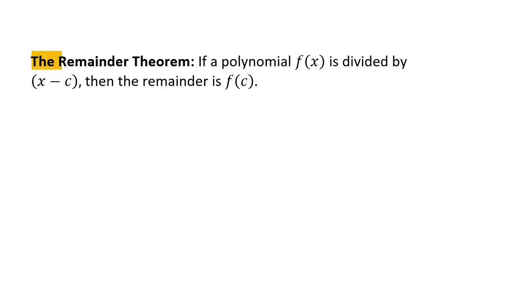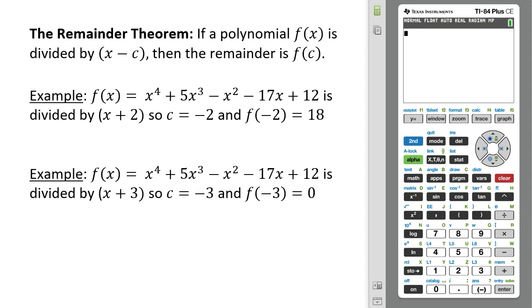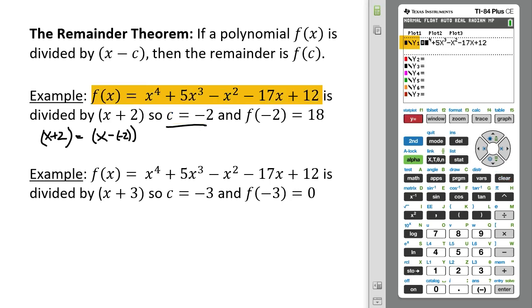The remainder theorem states that if we have a polynomial f of x that is divided by x minus c, then the remainder is f evaluated at c. So in the problem we just did, the first problem, we had the factor x plus 2. If we put that into the format of x minus c, then it must be x subtract negative 2, so we see that c equals negative 2. I already put my function f of x into y1.